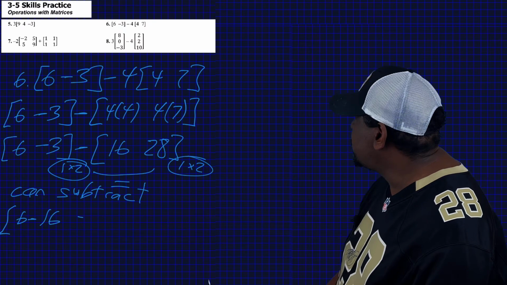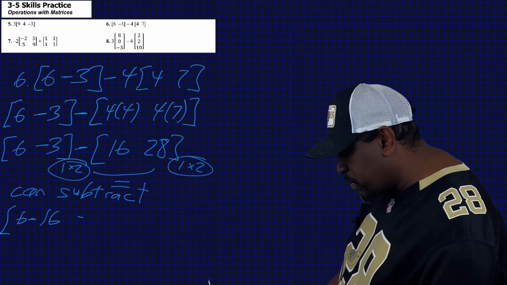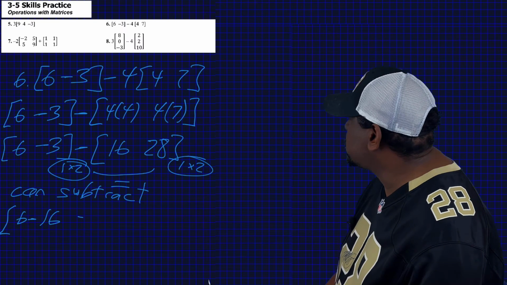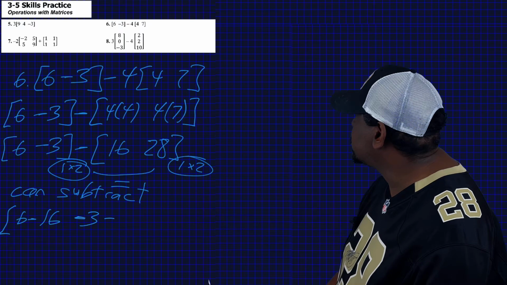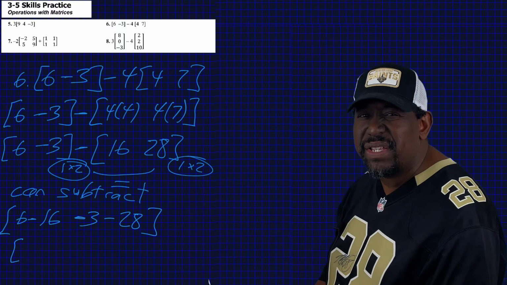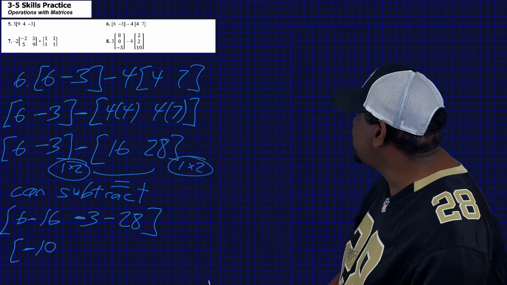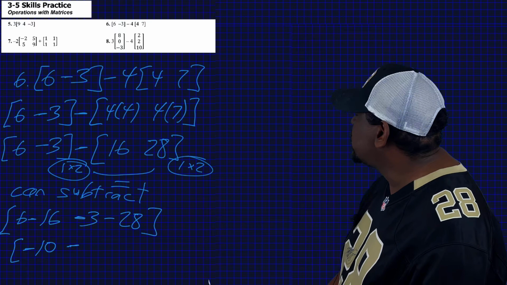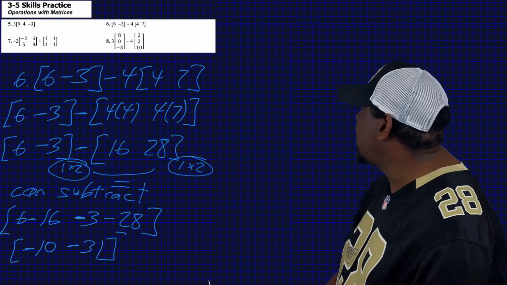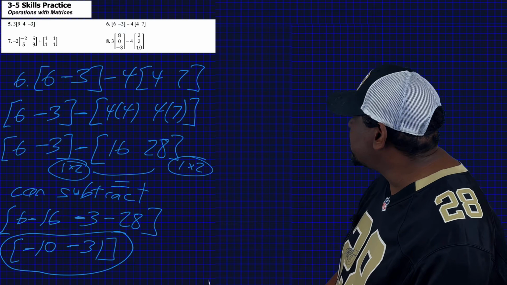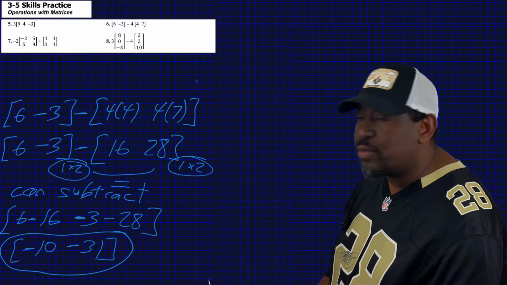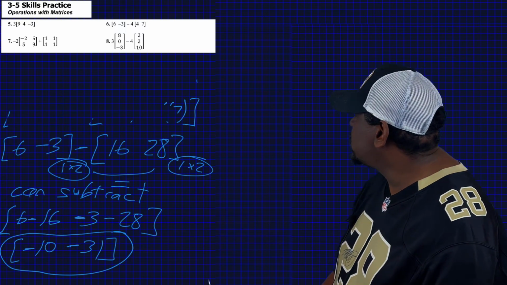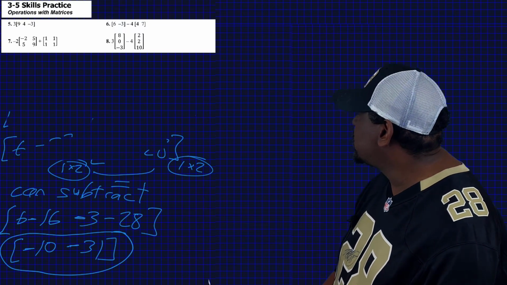Negative 3 minus 28 will pop up here in a second. There we go. Took the NOLA MATHMAN a minute to figure that out, maybe he took a little bathroom break. So 6 minus 16 is negative 10. Negative 3 minus 28 is negative 31. And so your answer will be negative 10, negative 31, a 1 by 2 matrix with those entries.